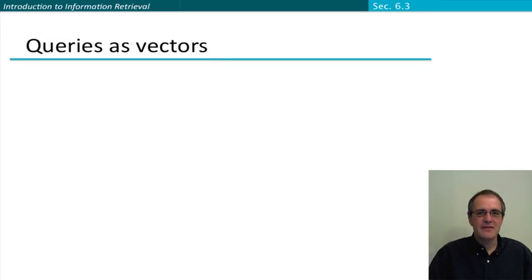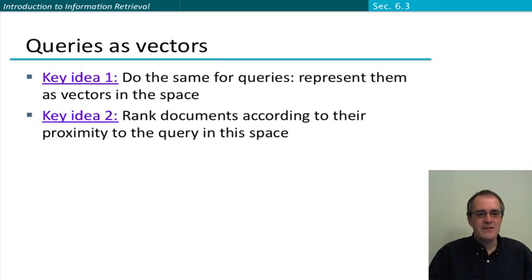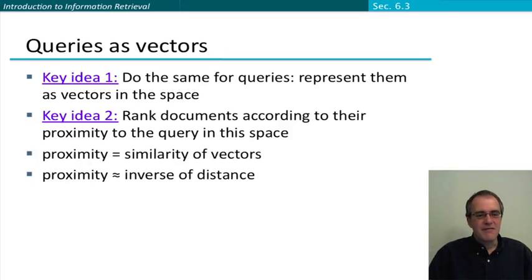So then if we have this vector space of documents, how do we handle querying it when a query comes in? And the key idea there is that we treat queries in exactly the same way. They're also going to be vectors in the same space. And then if we do that, we can rank documents according to their proximity to the query in this space. So proximity corresponds to similarity of vectors, and therefore it's roughly the reverse of distance.